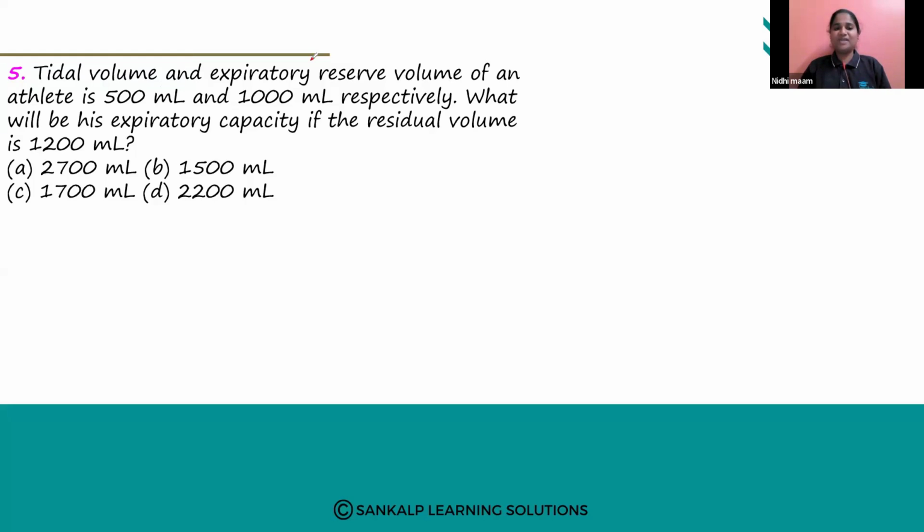What will be his expiratory capacity if the residual volume is 1200 ml?